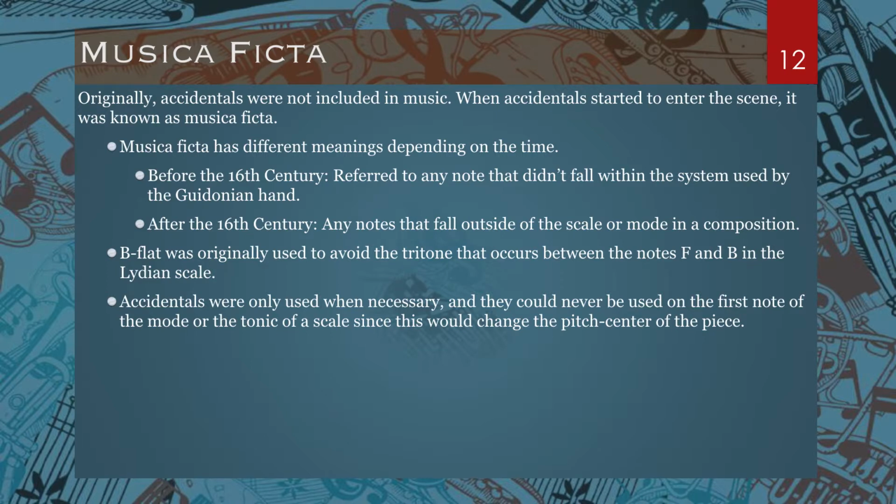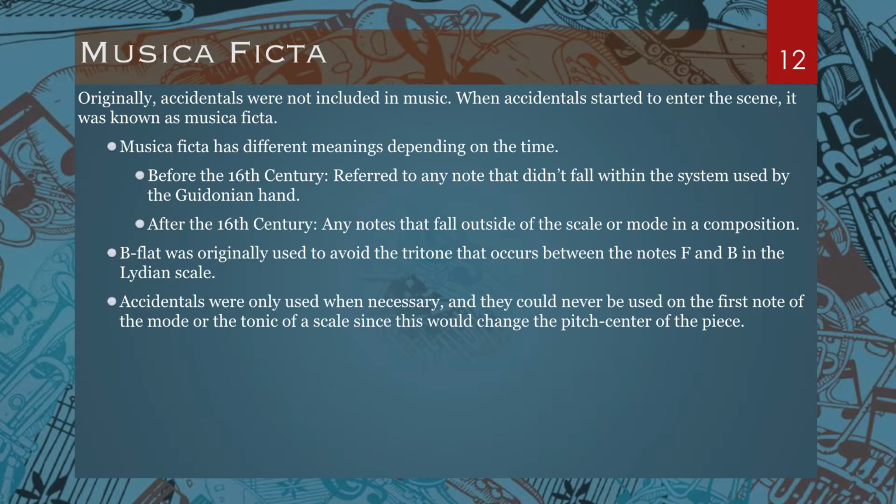Musica ficta is the last thing you need to know about, and all it means is originally accidentals were not included in the music. When we did start to use accidentals, they called it musica ficta. So musica ficta also has different meanings depending on the time period. Again, this is a complex subject. There's more information in the textbook. But before the 16th century, it referred to any note that didn't fall within the system used by the Guidonian hand. After the 16th century, it refers to any notes that fall outside of the scale or mode in a composition.